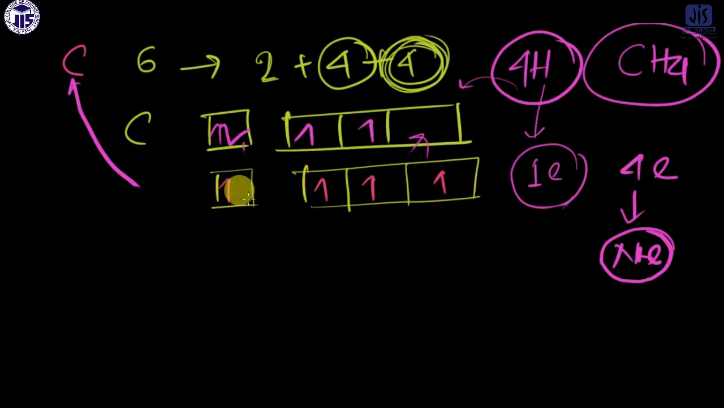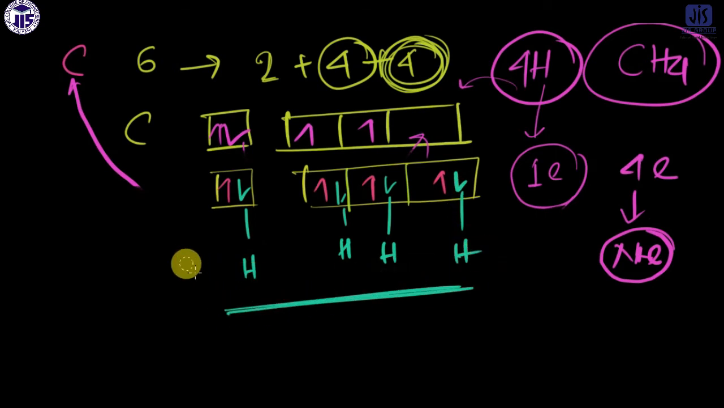Now look here, 1 by 1 hydrogen will share 1 electron. 1 by 1 hydrogen will share 1 electron. 1 by 1 hydrogen will share 1 electron. So that means 4 covalent bonds are formed here. Okay, so look, in each and every case 4 covalent bonds are formed.